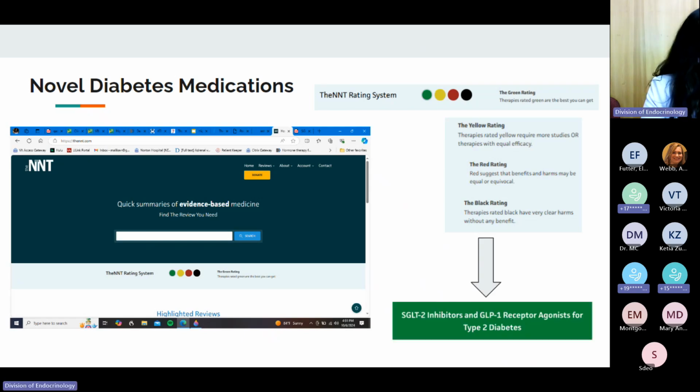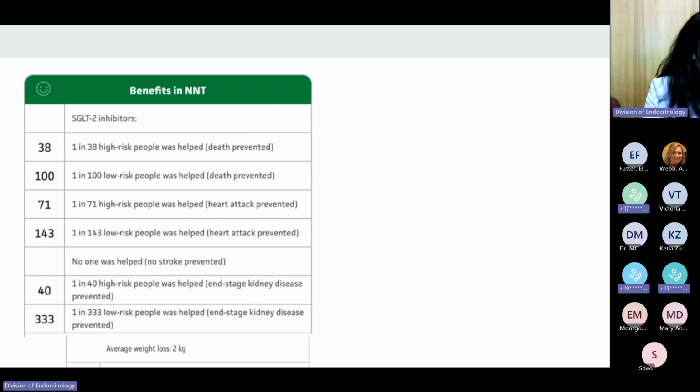So let's talk about SGLT2 inhibitors and GLP-1 receptor agonists. So these are rated green on nnt.com. Benefits in NNT. So this is an example of what it will pop up for you. So SGLT2 inhibitors. So how many times was death prevented? What's the NNT? And you can do it in terms of NNT or percent. So this is the number needed to treat. For a high-risk person, so I would assume that's uncontrolled diabetes, history of heart disease, obesity, etc., 1 in 38 is the number needed to treat to prevent death. And someone that's low risk, so very well-controlled diabetes, no heart disease, it's 1 in 100.